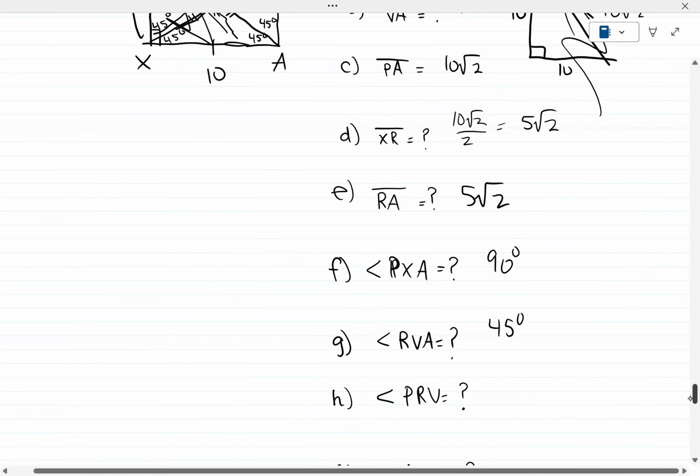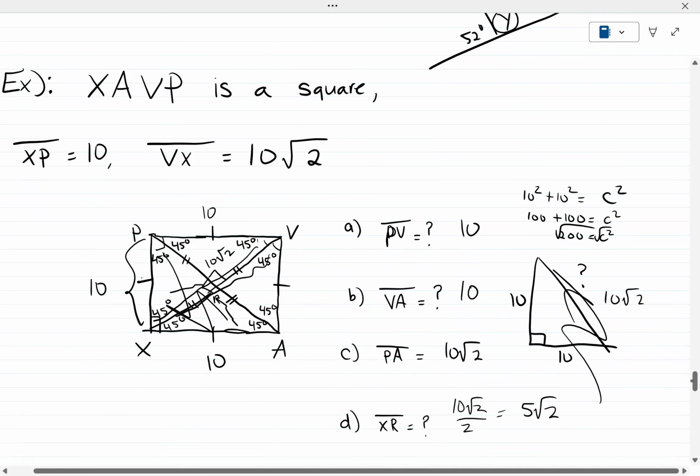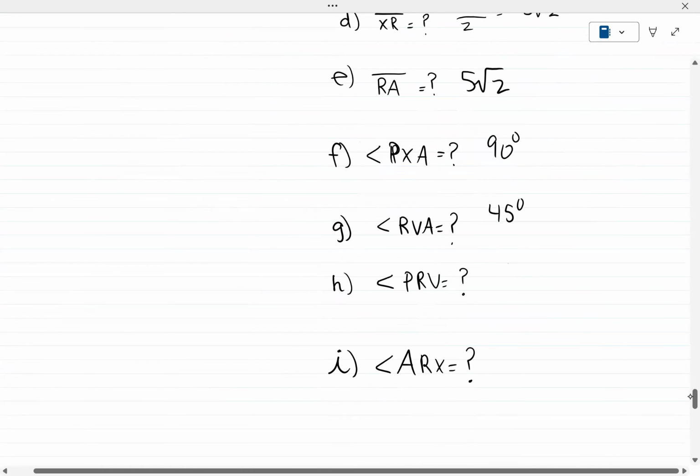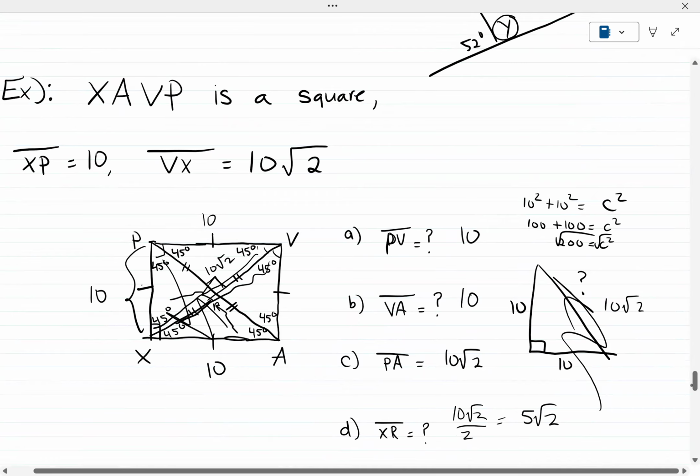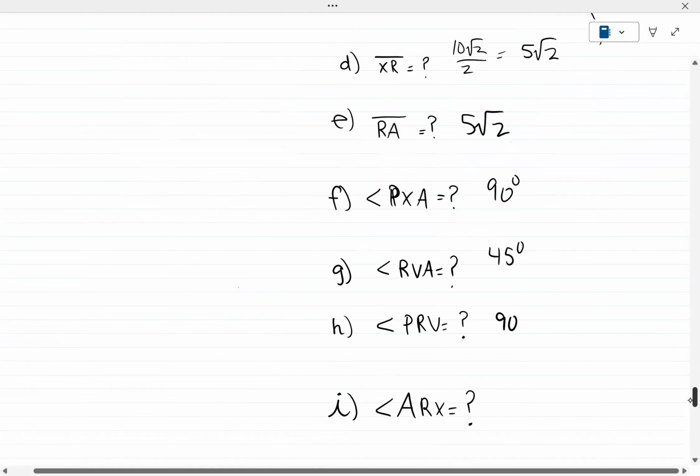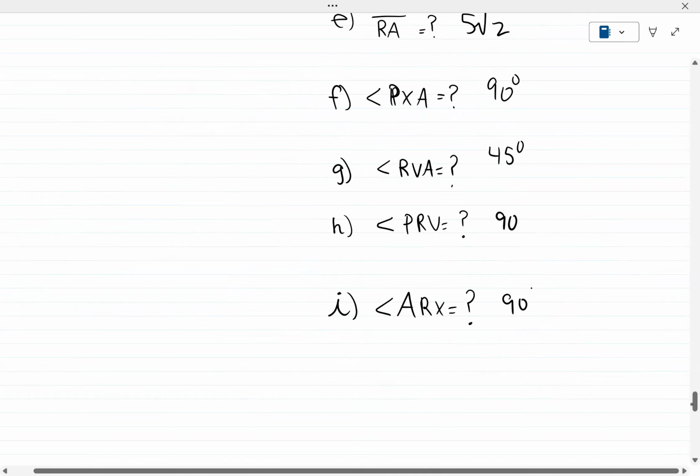What about the angle PRV? This angle. Remember, these are the diagonals, and they are all perpendicular, so I'm going to say 90. And then letter I, what is the angle of ARX? It's also a diagonal, so that's also going to be 90.